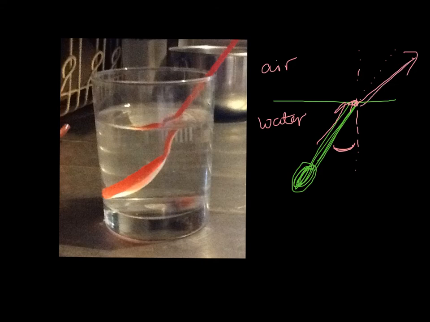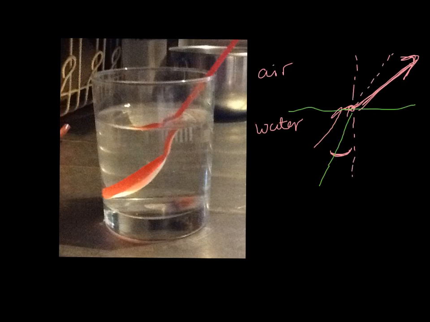Now, remember when we were talking about mirrors? That light ray, let's take the spoon out here for a sec. Here's where our spoon was. Now here is where it looks like it came from. So if we extend this ray back, it looks like it came from here. And so it looks like it's closer to the surface. And the way that we perceive things that are closer is that they're bigger. So if it's closer, it's bigger. If it's smaller, it's further away.